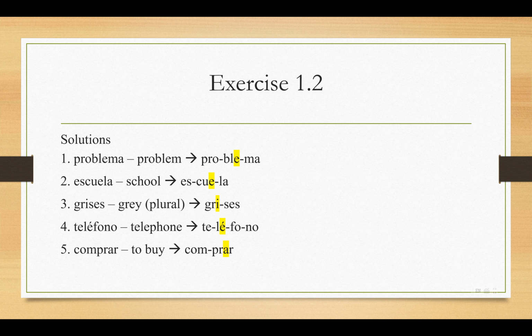Number 5. This word has 2 syllables. Comprar. Comprar. And the stress is on the last syllable, since the vocabulary ends with a consonant other than N or S. So we highlight the A in the second syllable to mark the stress of this word.